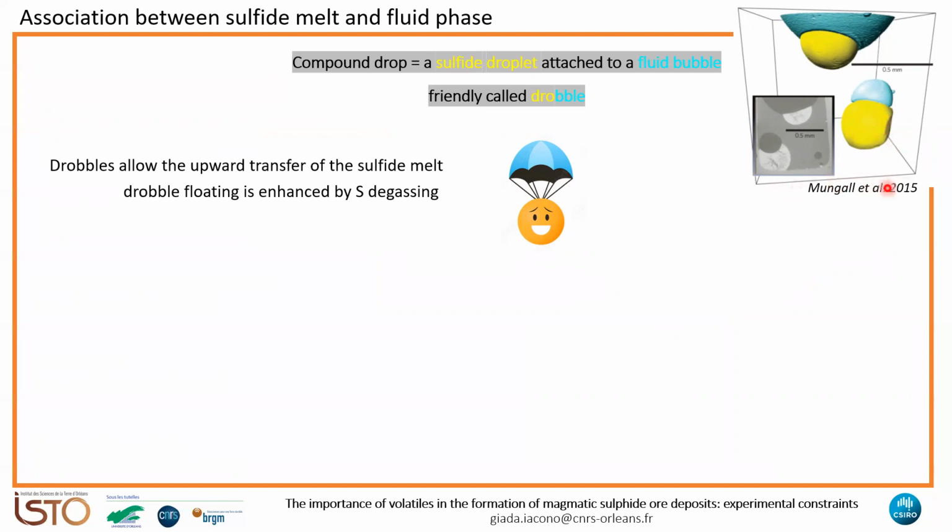Mungall and co-authors proposed that Drobbles can allow the upward transfer of the sulfide melt when the total density of the Drobble is lower than the density of the silicate melt. And this floating is enhanced by sulfur degassing from the sulfide to the fluid phase.